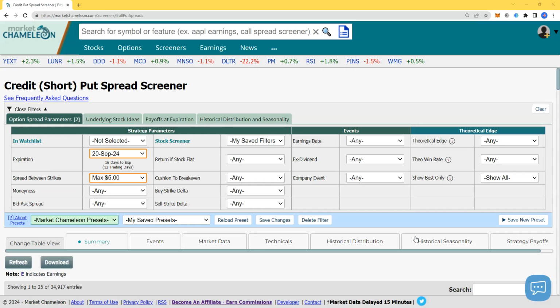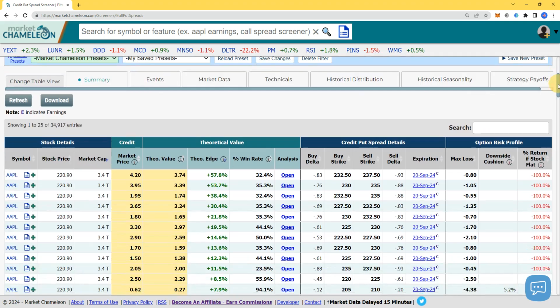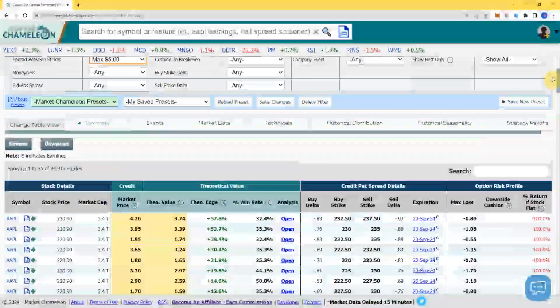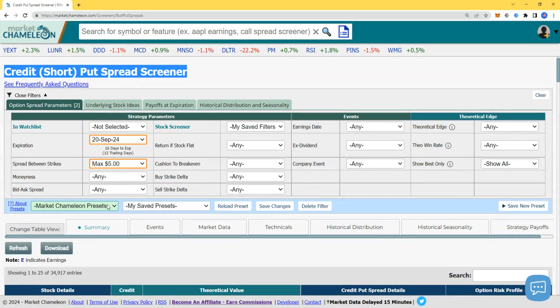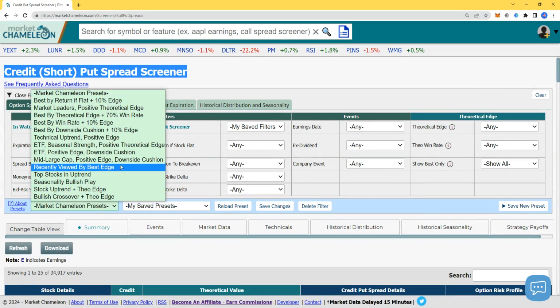Let's go over the put credit spread tutorial from Market Chameleon. Just an FYI, we're going to go over the filters. We're going to go over one of the pre-settings right here. But before we do, why would you do a put credit spread? Why would you sell a put credit spread?